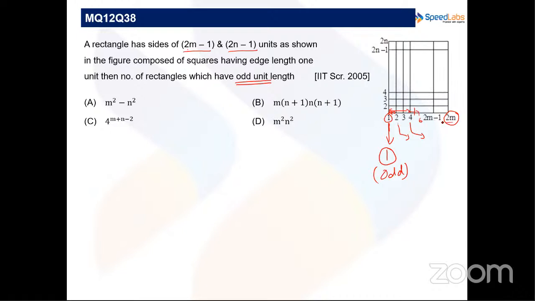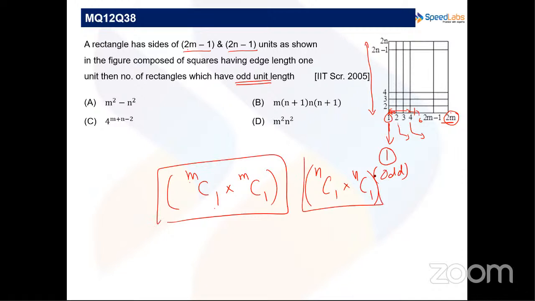So out of these 2m numbers, the first number we have to select is odd. So the number of ways in which an odd number can be selected is mC1. Out of these m we have to select one odd, and out of these m we have to select one even. So this is how we have found this length to be odd. Now here also we need to find the odd length. So out of these n options we have to select one even and one odd. We have to do this operation also and this operation also. So our answer will be mC1 into mC1 into nC1 into nC1, that is m into m into n into n. So that will be m squared into n squared.